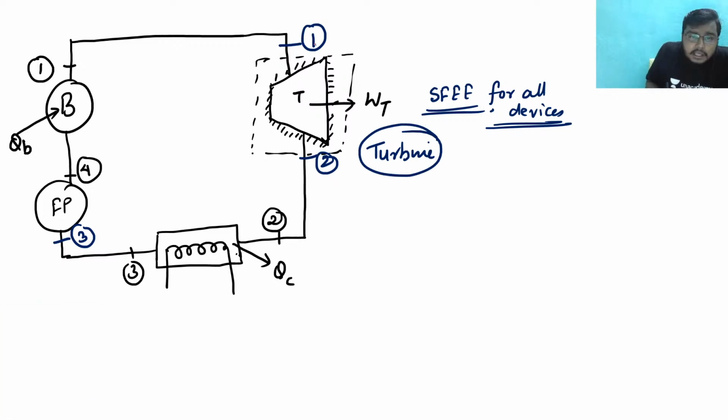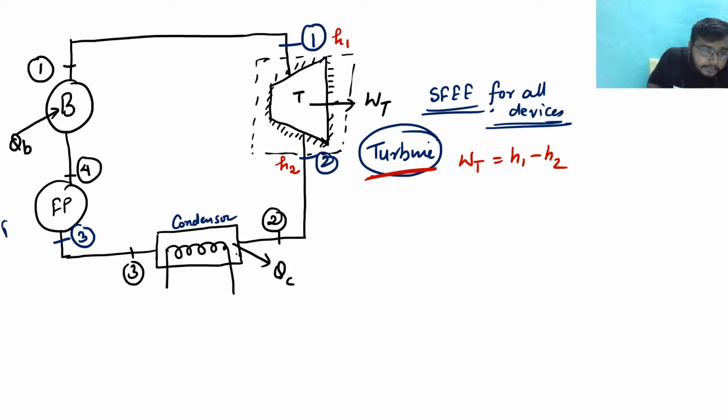Here is state 1, so I would consider the enthalpy H1 at state 1. Here is state 2, so I would consider enthalpy H2 at state 2. So for a turbine, the work would be H1 minus H2. Next thing is, if I do it for a condenser, this is a condenser, this is a feed pump.